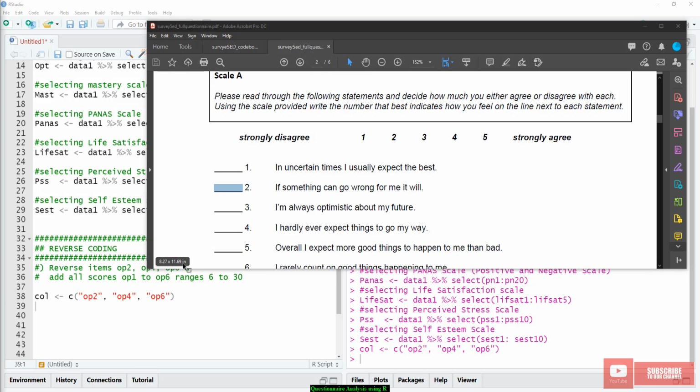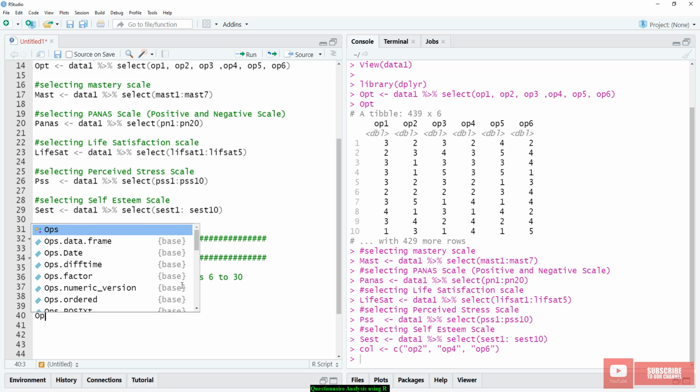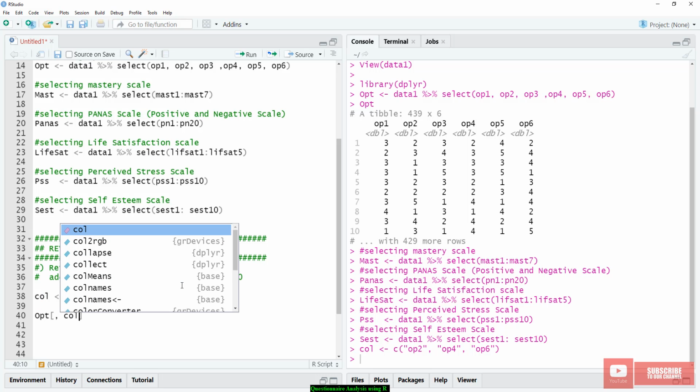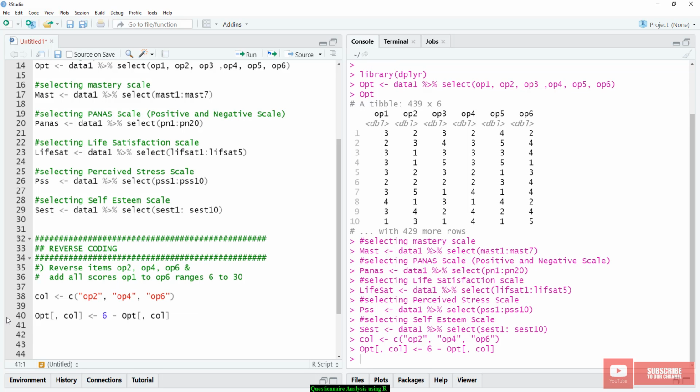Right? So, apa yang kita buat? Let's say this one kita menggunakan subset function. You remember subsetting OPT. So we're going to select all the columns yang kita nak buang tu. This is a column that we want to remove. We want to recode. So 6 minus all the numbers in that column. Sudah, siap.